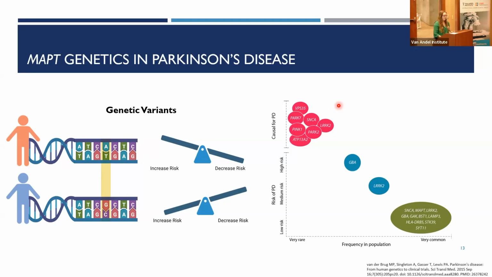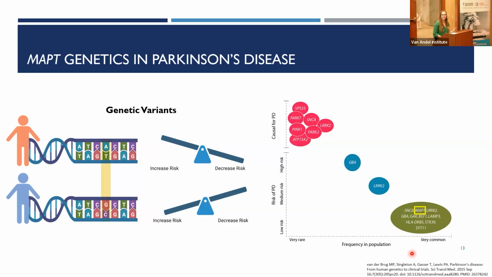But what's more common, what we see more often, are variants that are more common in the population, but they only slightly increase or decrease risk of disease. And that's where we find the MAPT gene, which is the gene that encodes for that tau protein. So there is some genetic link for tau function in Parkinson's.